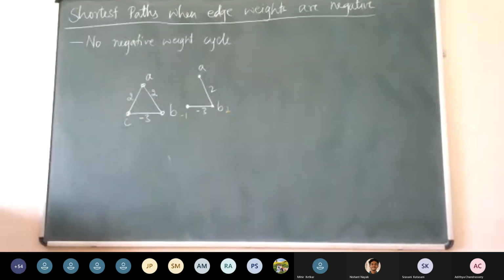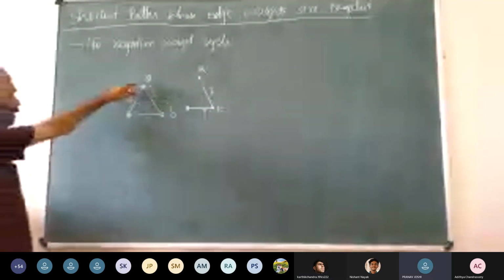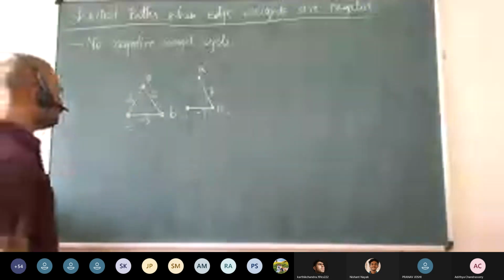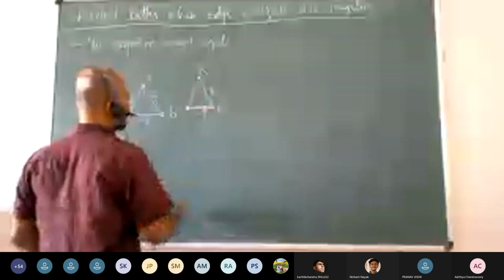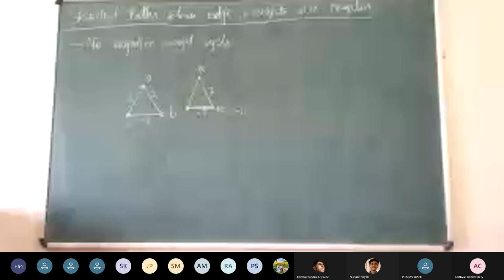So are these distances correct? No. Distance of B can be -1. You can go from A to C and then to B, so you can go using this path, and this would be -1. So in that sense, using Dijkstra's this way is not correct.